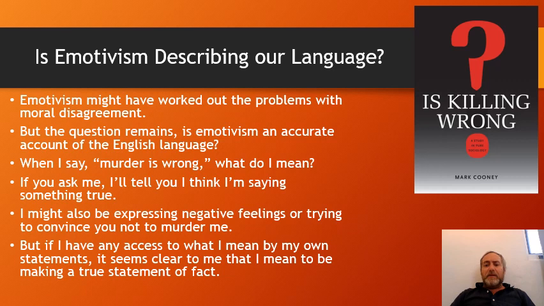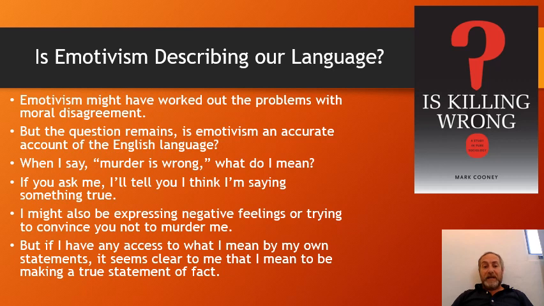Okay, that seems to be an advantage for emotivism, if it can account for moral disagreement in some sense, even if it's not the original, most obvious sense of disagreement. But in order to do that, they've had to reinterpret our language. You might want to ask, is that really an accurate account of what we actually mean when we make these moral statements? So again, what comes out of my mouth is murder is wrong.